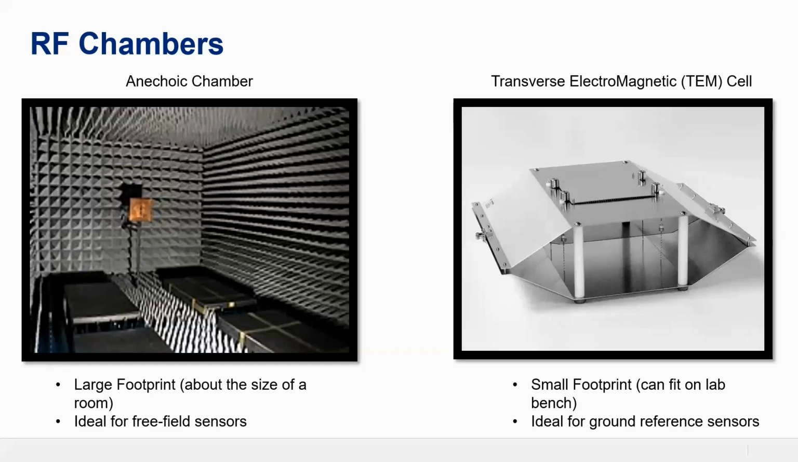The useful part, though, is they're great for free field sensors. And then on the other end of the spectrum, you have the transverse electromagnetic, or TEM, cell. You can use them well for ground-based sensors. The only issue, though, is when you're trying to get up to gigahertz regions, they're not good for that. They can't support it. So that's a disadvantage. But there is an in-between here.